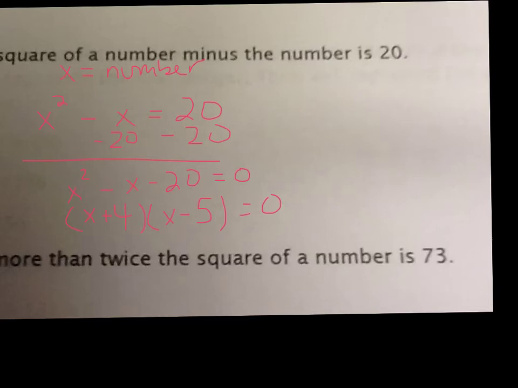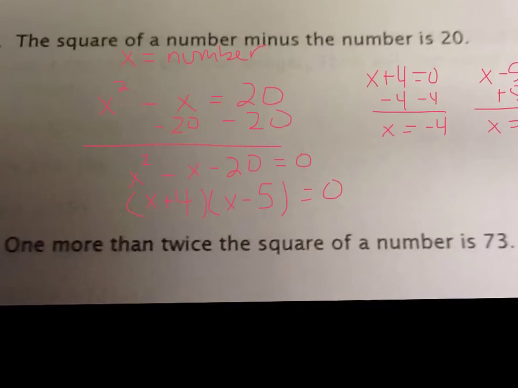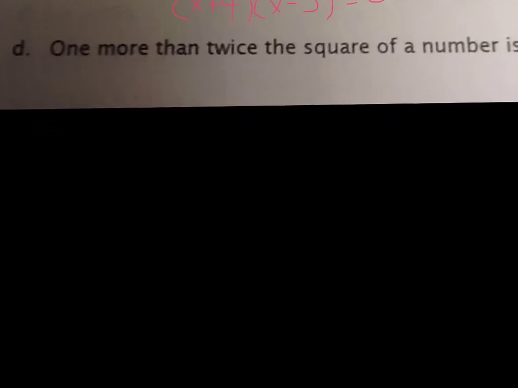So we have x plus 4 equals 0, and x minus 5 equals 0. So we're going to do plus 5. You get x equals 5, minus 4. You get x equals negative 4. And there you go. There's the numbers. Okay, works out really well. Alright, let's move this around again. Okay, and we'll move it up.